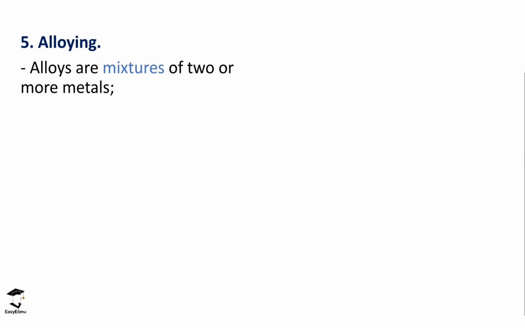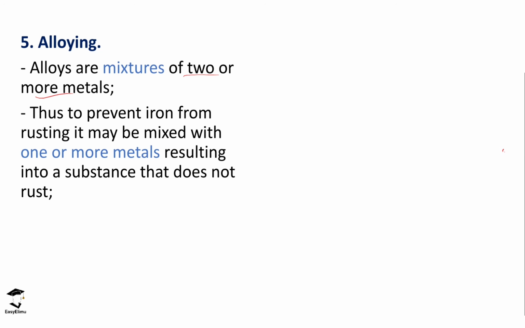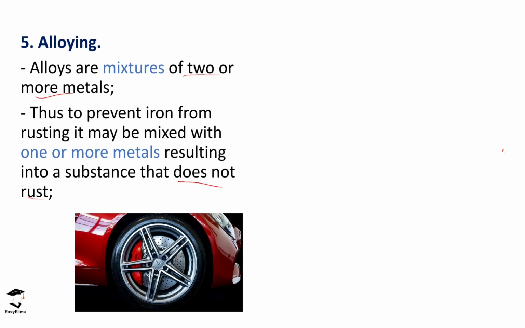Next, we are going to look at alloying. Alloying involves mixing two or more metals. These metals make the final product stronger, and the final product does not rust. This is very common in most of the metals that are used to make different products. A common example is the wheels of a car. The metal used to make the wheels is usually an alloy, and this alloy is very strong. It does not rust.